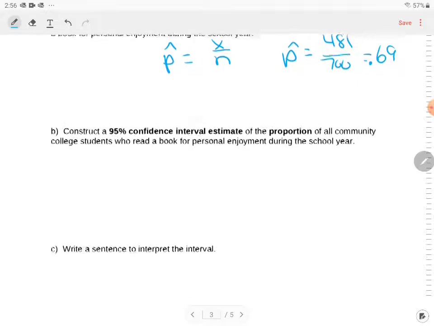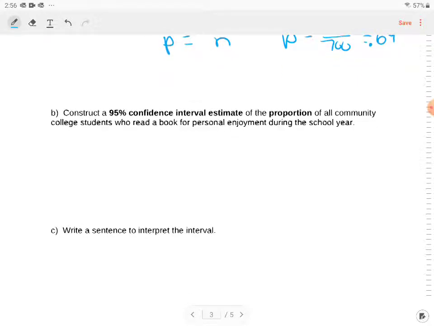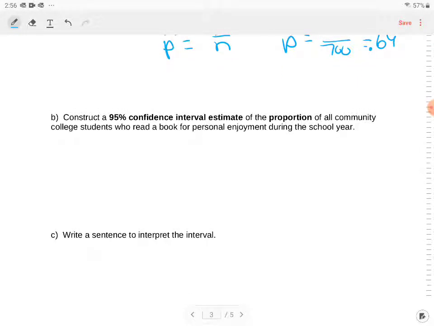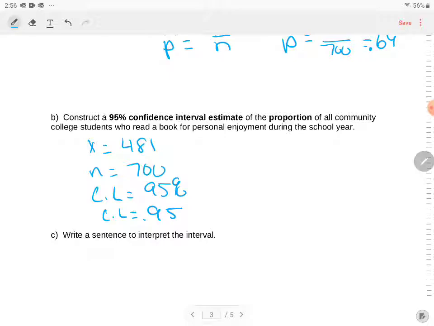B, construct a 95% confidence interval of the proportion of all community college students who read a book for personal enjoyment during the school year. So what do we need to know? Well, we need to know X is 481, N is 700, and our confidence level is 95%, which translates to 0.95. So your alpha is equal to 1 minus 0.95, which is 0.05.